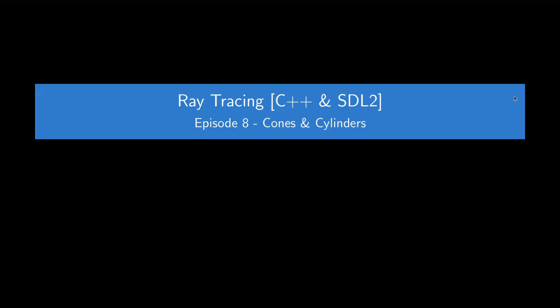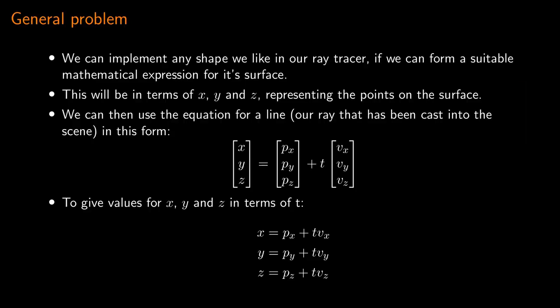I just want to, as I always do, go over a little bit of the theory first, some of the mathematics behind how we can implement cones and cylinders in our ray tracer. And we're going to look at cylinders first, but first of all, I wanted to consider the general problem. So we can actually implement any shape that we like in our ray tracer if we can form a suitable mathematical expression for its surface. Now, this would be in terms of x, y, and z, representing all of the points on the surface, otherwise known as the implicit representation of that surface.